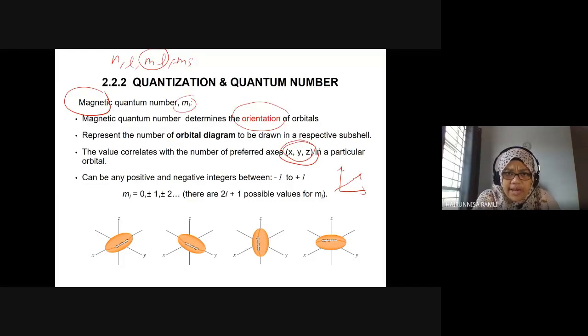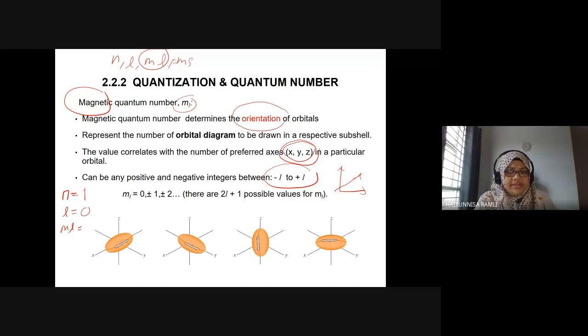Okay, so first kita tengok dulu value dia macam mana. Kalau L tadi from 0 to N minus 1, ML is negative L to positive L. Okay, that's why dia referring to the L. Okay, contoh. Ambil yang paling rendah. N equals to 1. So L tadi equals to 0. So ML awak.